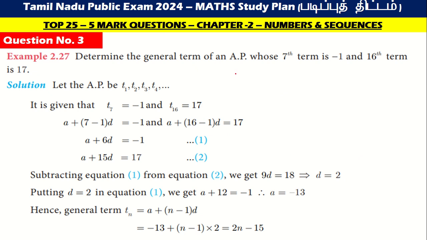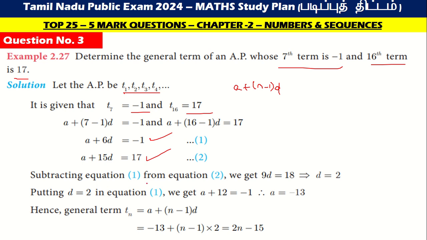Determine the general term of an AP whose 7th term is minus 1 and 16th term is 17. So that means the AP is T1, T2, T3, and T4. The value of T7 is minus 1. T16 is equal to 17. That is as per the question. So how can we write this? The formula is a plus (n minus 1) into d. So 7 minus 1 is 6d equal to minus 1. Here, as it is the 16th term, 16 minus 1 is 15.